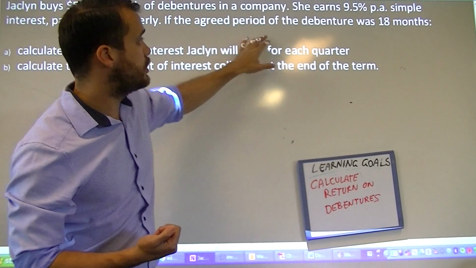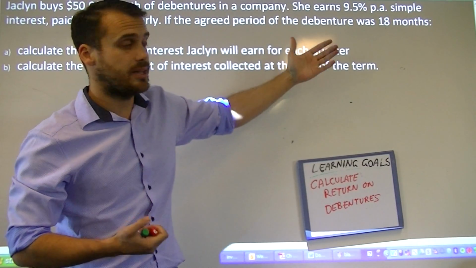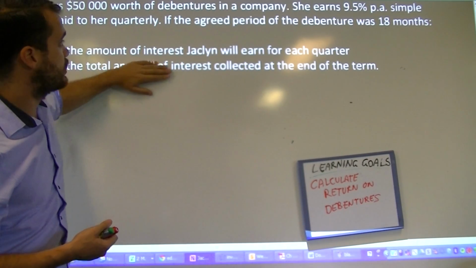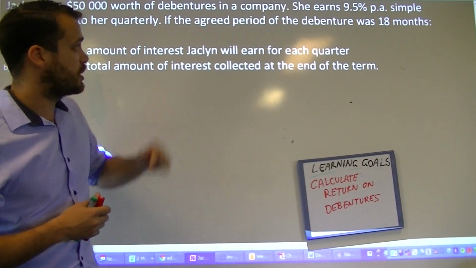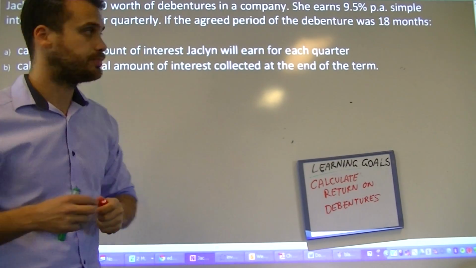If the agreed period of the debenture was 18 months, calculate the amount of interest Jacqueline will earn for each quarter, and then our second part, calculate the total amount of interest collected at the end of each term.